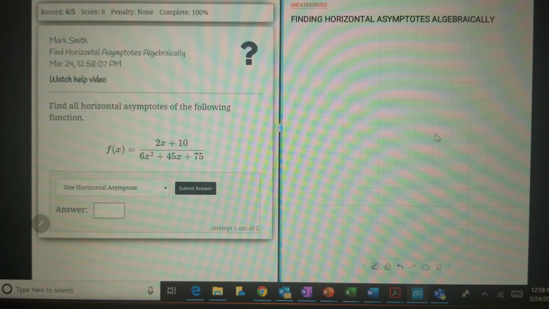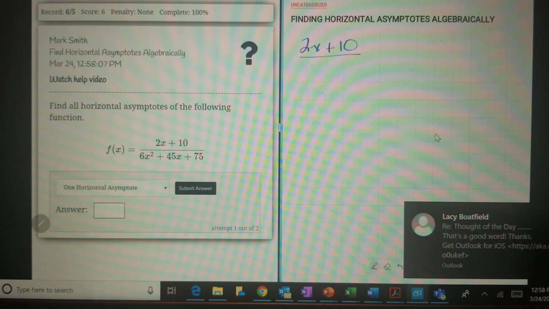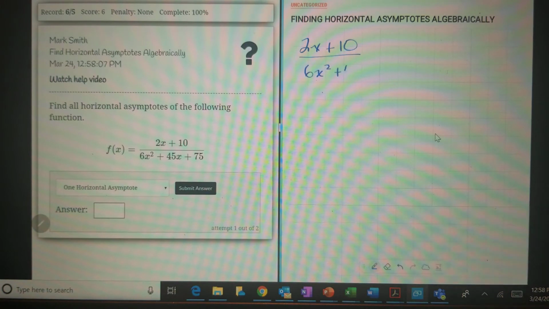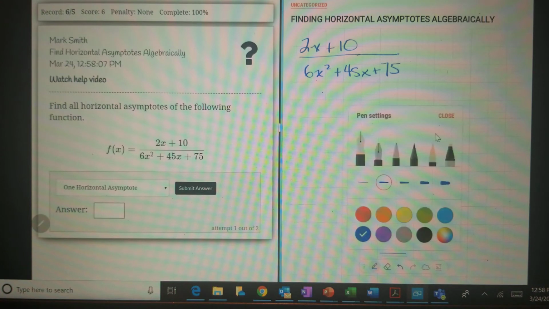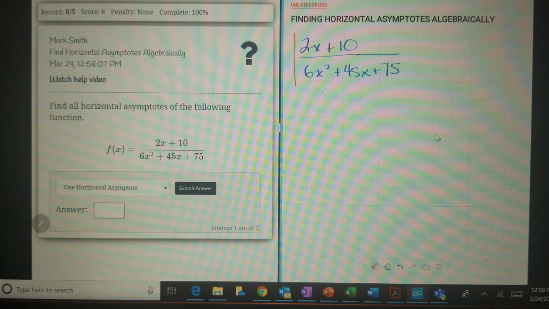All right, so to find a horizontal asymptote, it's pretty simple. You just figure out the exponent value of the numerator and the denominator. Now, I'm going to do something here. So notice that I only care about the first terms here. So I only care about these two right there. Okay, the rest of these, I can just ignore them like they're not even there.